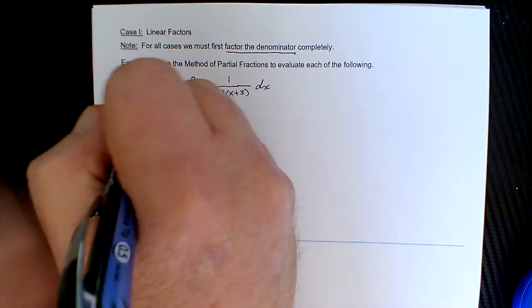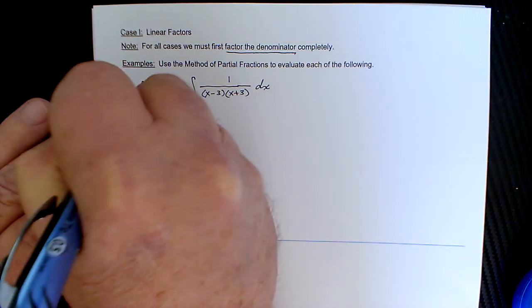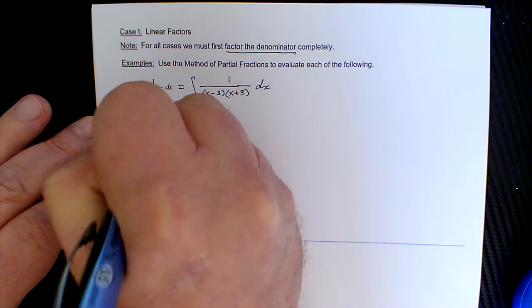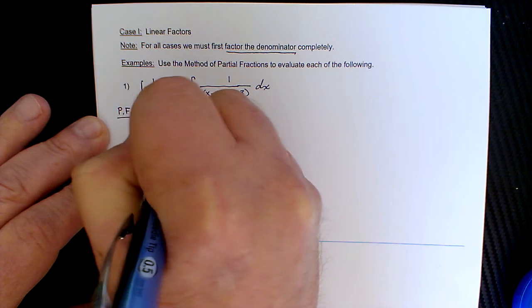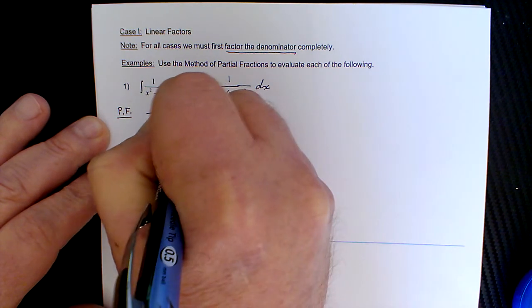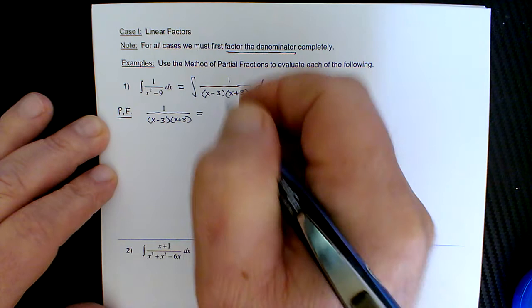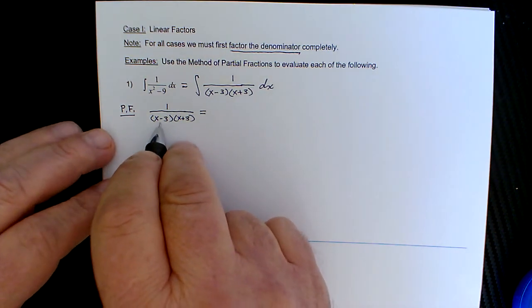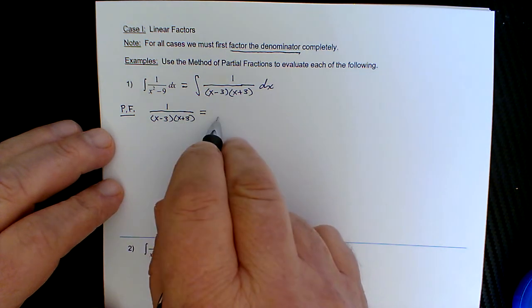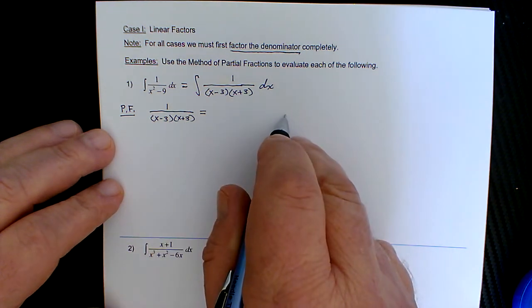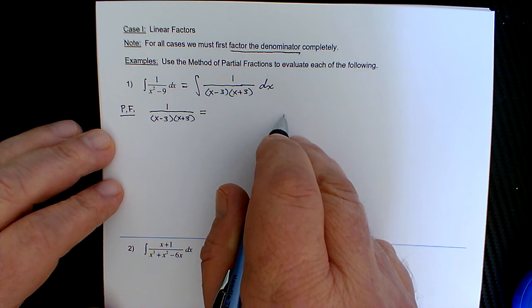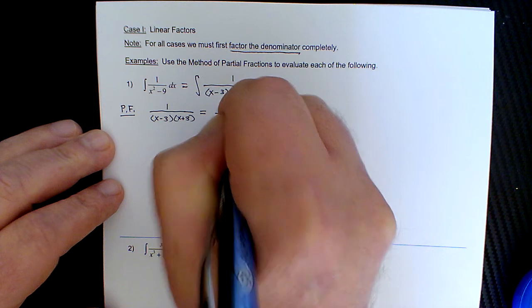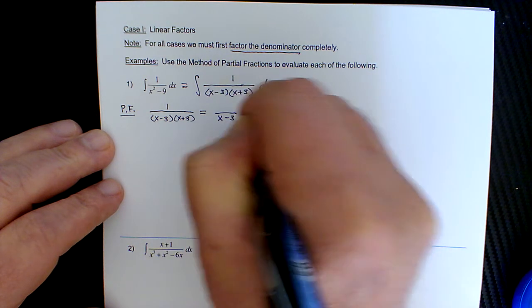So now we start with the method of partial fractions. I'm just going to write PF, and what we do is we take out the integrand, so 1 over x minus 3, x plus 3 in this case, and we set up the decomposition. Now remember, there are going to be as many terms in the decomposition as there are unique factors in the denominator. So in this case, 2, one with x minus 3, and one with x plus 3.